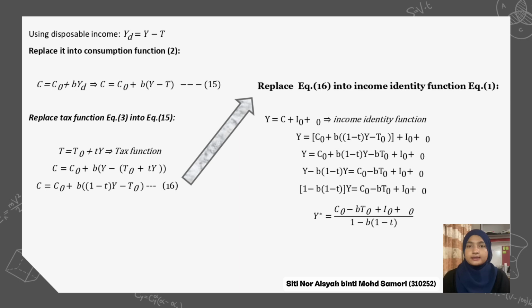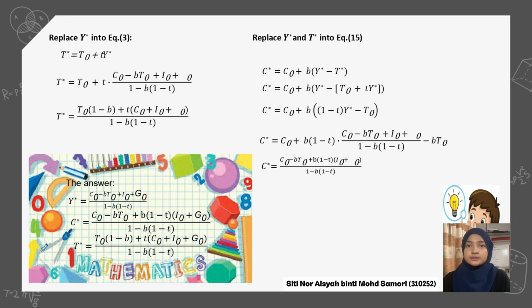So next, we substitute the consumption function into the income identity. The income identity is Y equals C plus I sub 0 plus G sub 0. Substituting the value of C gives Y equals C sub 0 plus B times 1 minus T times Y minus B T sub 0 plus I sub 0 plus G sub 0.